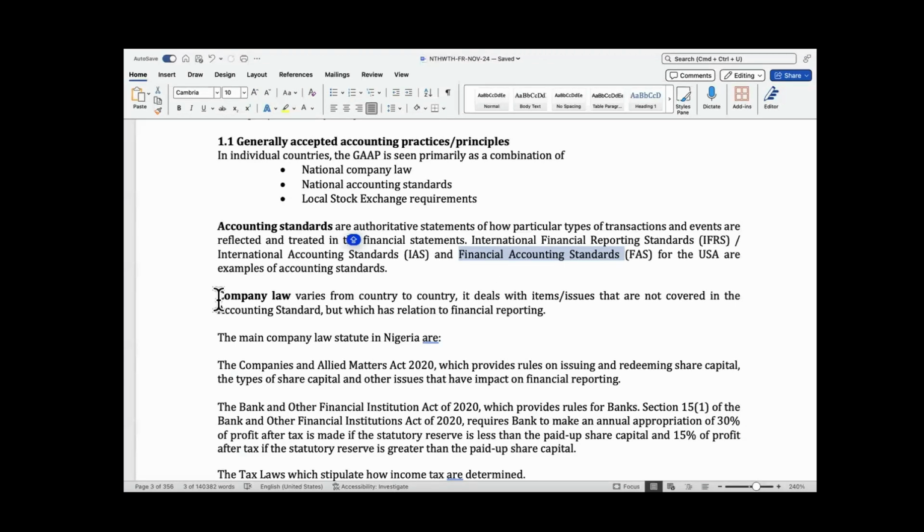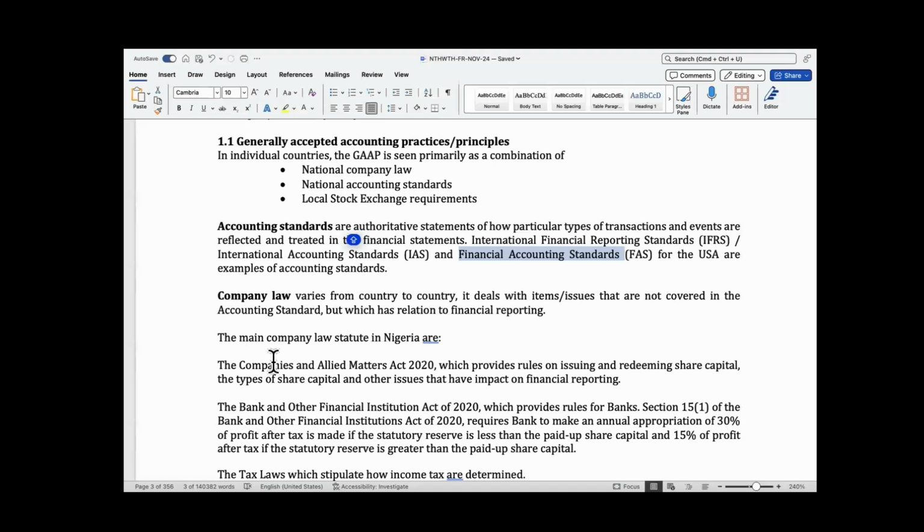Again, every country has its own company law. And why is company law even coming up as part of GAAP? What does company law have to do with financial reporting? You see, there are certain issues that are not covered in an accounting standard, that you can only deal with in company law.